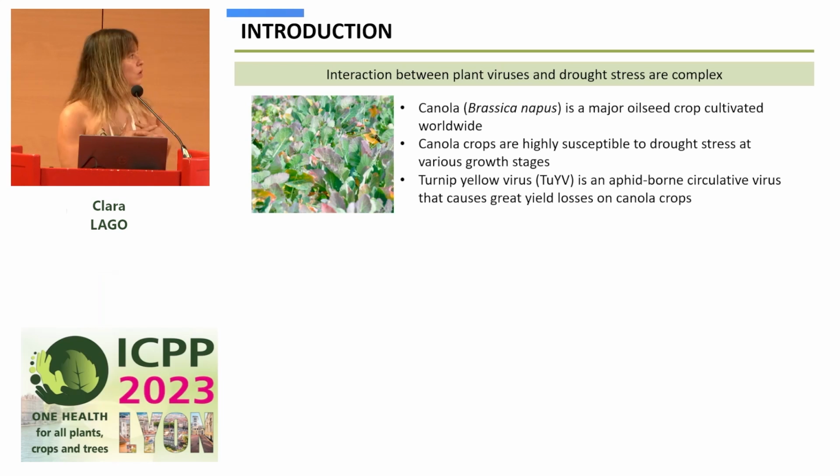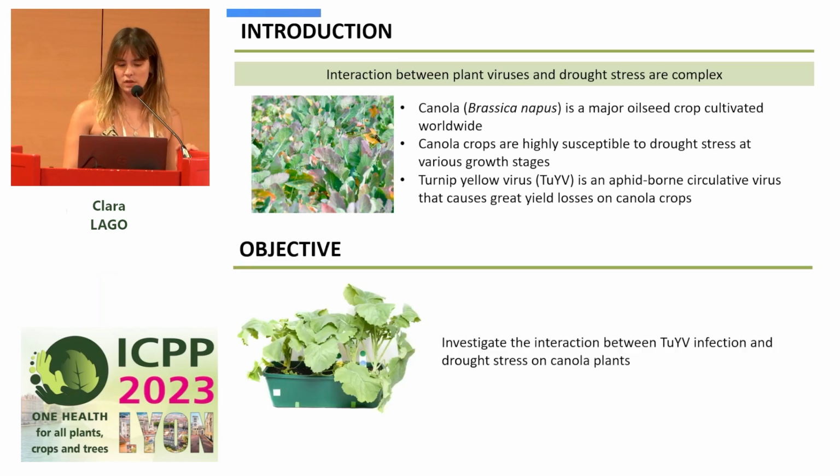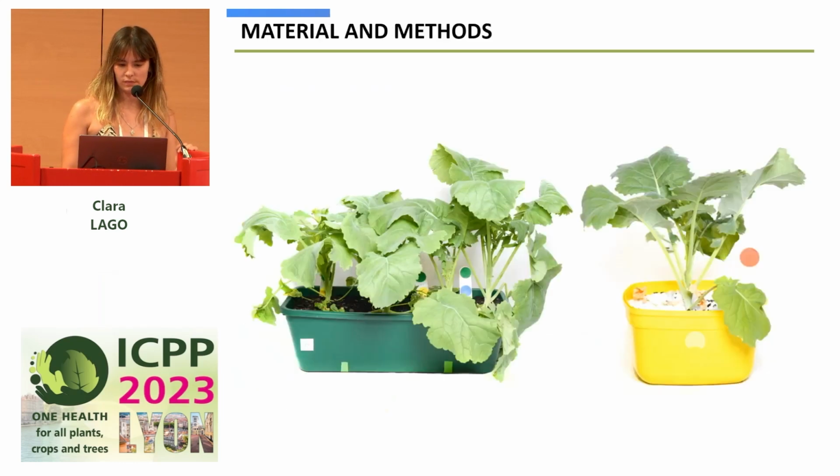So focusing on our work, canola is a major oilseed crop cultivated worldwide, and canola crops are highly susceptible to drought stress at different growth stages. Turnip yellow virus is an aphid-borne circulative virus that causes great yield losses on canola crops. So the objective of our work was to investigate the interactions between turnip yellow virus infection and drought stress on canola plants.